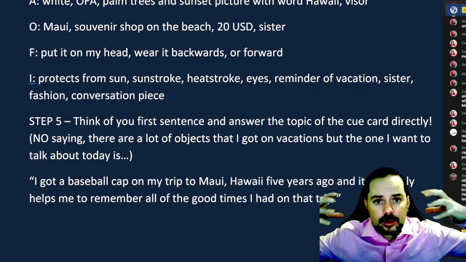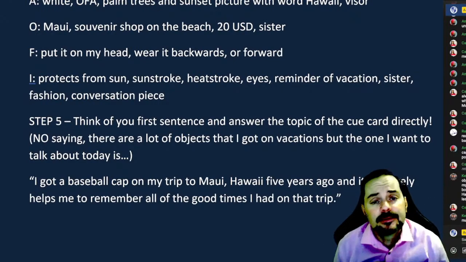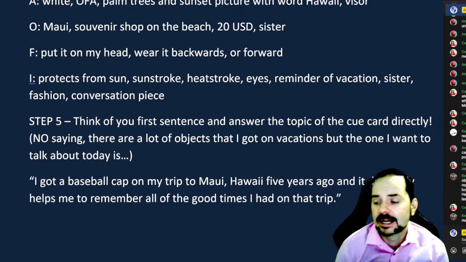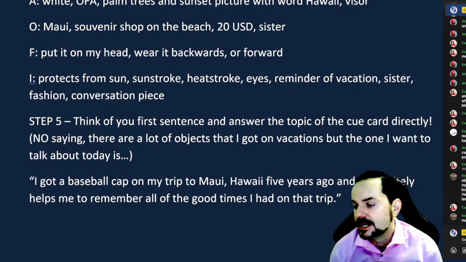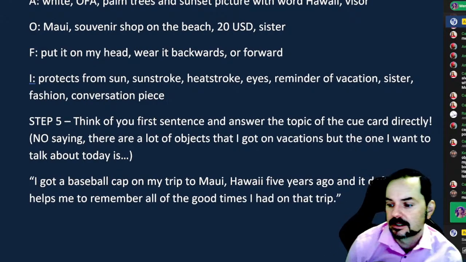Now, of course, when we're doing this in our head, this is happening nice and fast. Okay, when you practice this, it's happening nice and fast.